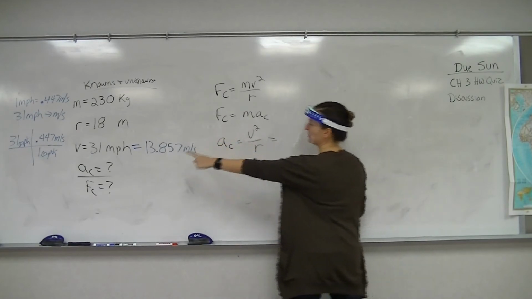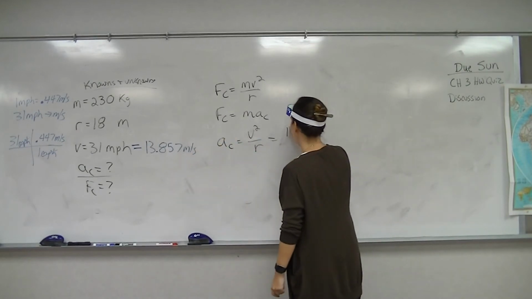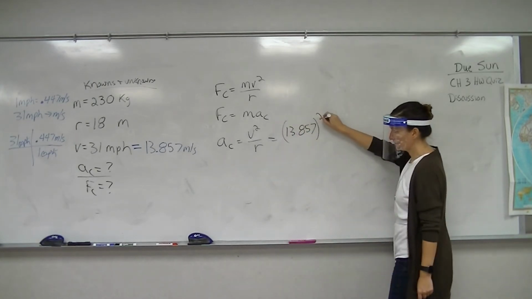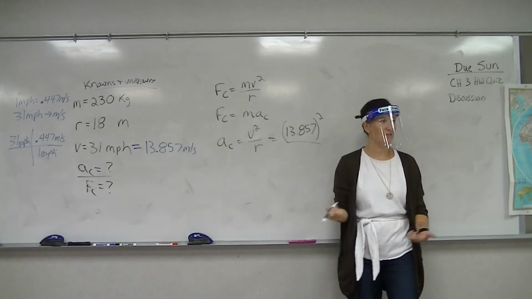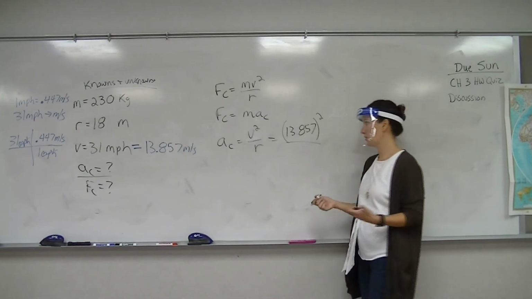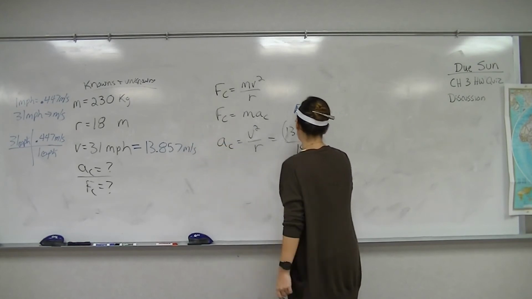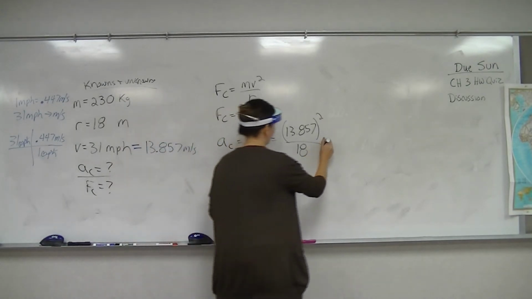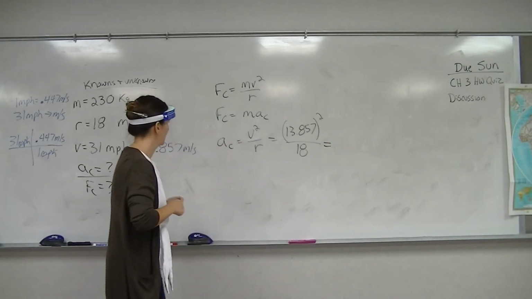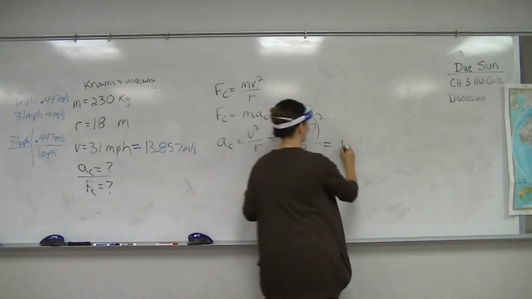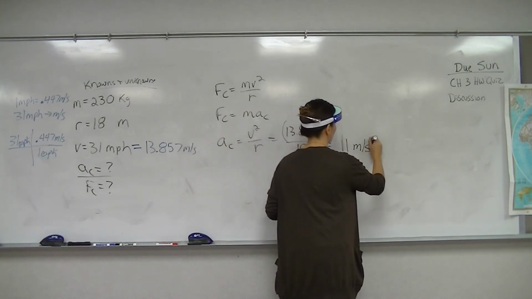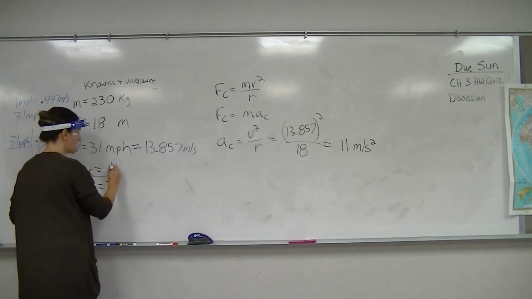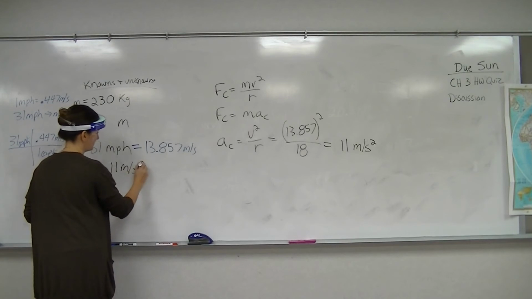We have velocity. We just converted it to meters per second, so let's plug that in. Make sure you're squaring it. And then you're going to divide it by the radius of that circle, the radius of that turn, since it's centripetal motion. And the radius is 18. So 2 sig figs, 11, and it's meters per second squared for acceleration. So even though it's centripetal acceleration, that doesn't change our unit. It's still an acceleration.